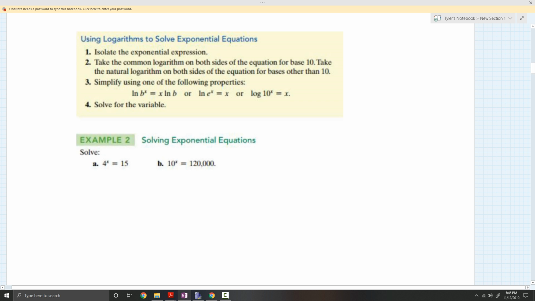So now, another trick. If we're not able to rewrite both sides as the same base, which is probably likely, since that was a special case, what we can do is use logarithms to solve. We're going to use the power property of logarithms in order to get the variable out of the exponent.